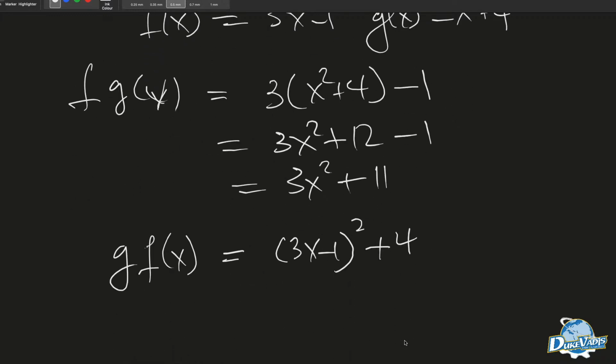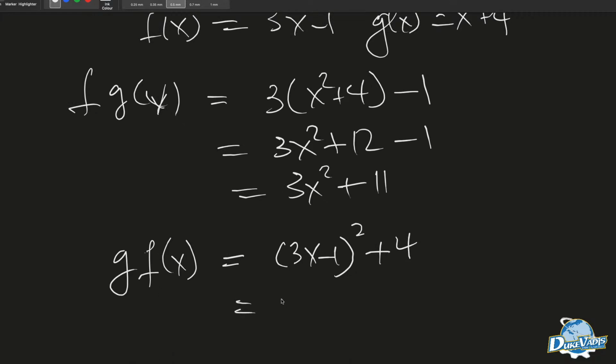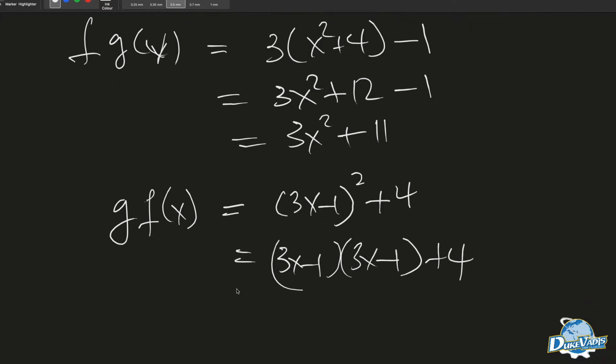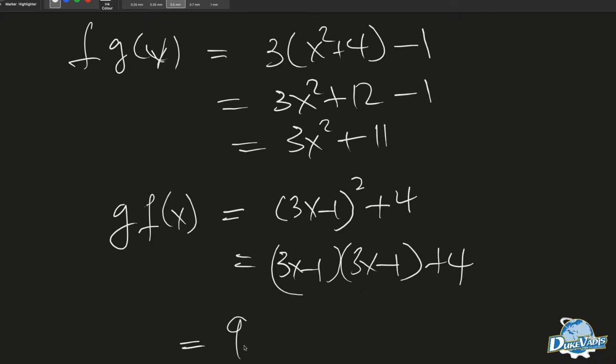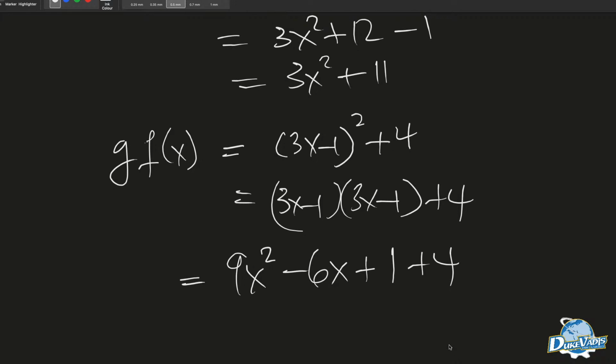So we expand this one: (3x minus 1)(3x minus 1). Show all your procedures. So this will be 9x squared minus 6x plus 1 plus 4. So this will be 9x squared minus 6x plus 5.